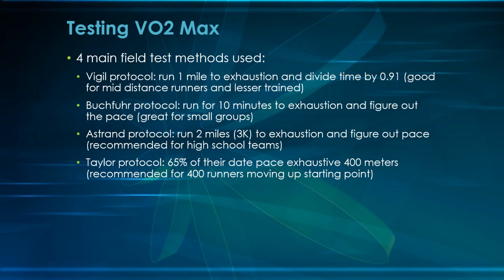So testing VO2 max, there are 4 main field tests you can use in the sense of using them to create workout paces from. So we have the VHIL protocol, which is 1 mile to exhaustion, and dividing that by 0.91. This is really good for middle distance athletes. And when I say middle distance athletes, not just a miler. I'm talking about a kid that really is just an 800-meter kid. The mile is almost too long for them in terms of race dynamic.